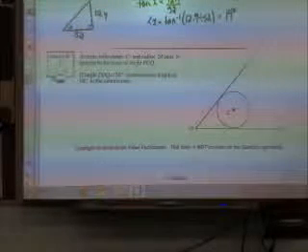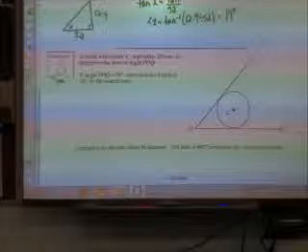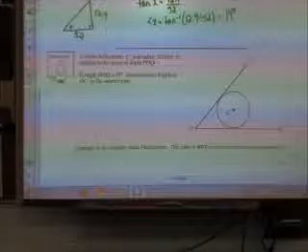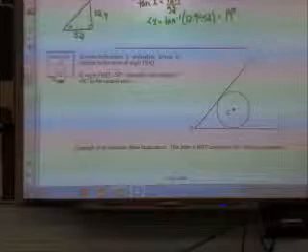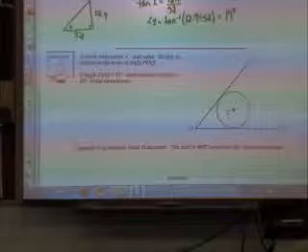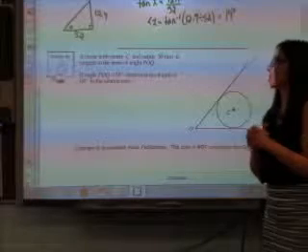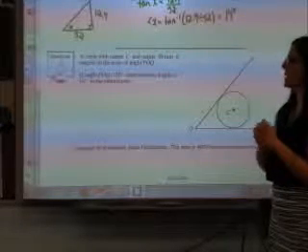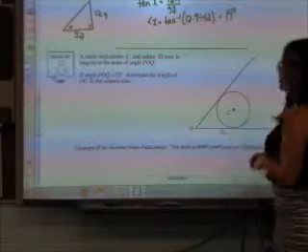Hey, I can contribute. A circle with a center of C and a radius of 20 millimeters is tangent to the arms of angle POQ. If angle POQ is 50 degrees, determine the length of OC to the nearest millimeter. So when it says a circle with center C and a radius of 20 is tangent to the arms, these are the arms of angle POQ.